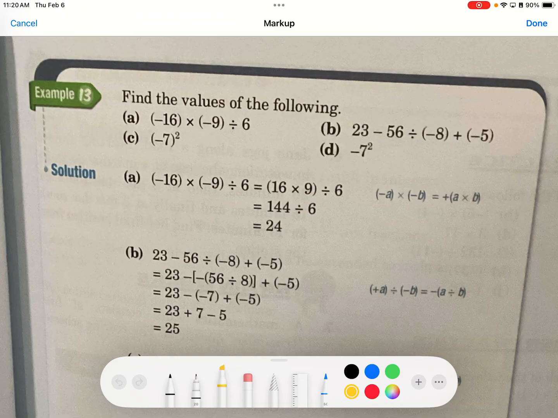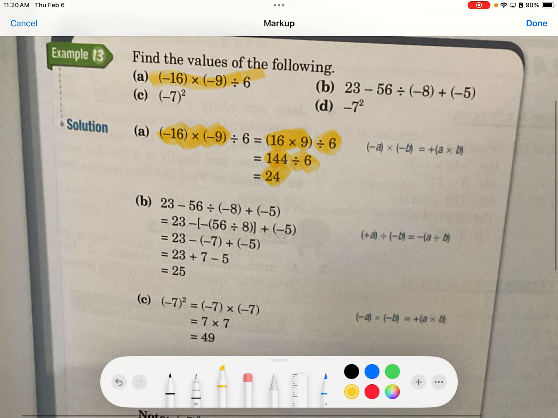Pull it together. All right, negative 16 times negative 9 divided by 6. So this is multiplication and division, and we're just going to be going from left to right. So we have here negative 16 times negative 9. And we know two like signs means the answer is going to be positive there. So that's why they just have 16 times 9. And then we're going to divide it by 6. So we have 144 divided by 6. That's 24. Okay?